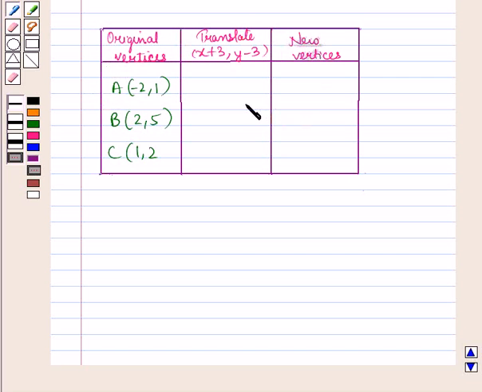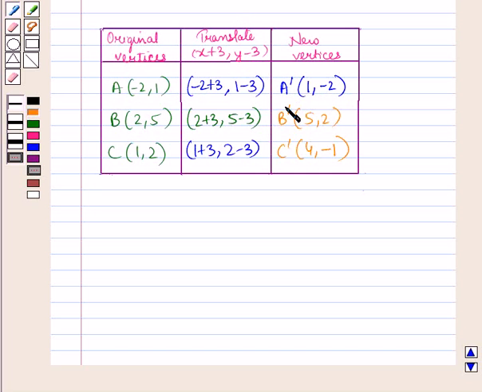So here we have drawn a table. In the first column we have written the original vertices, and in the last column we will find the new vertices after translation. Now adding 3 to the x coordinate and subtracting 3 from the y coordinate of vertex A, we get the new vertex A dash, whose coordinates are 1, minus 2. Similarly, we get the new vertices B dash, C dash.